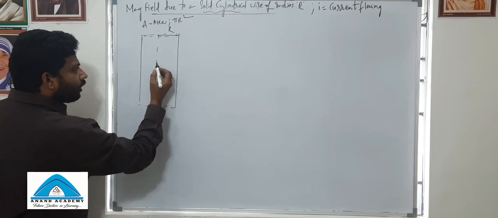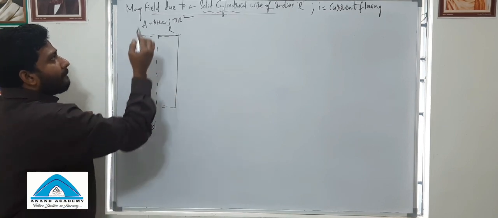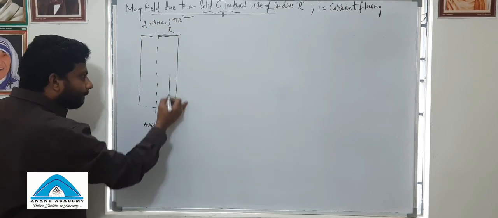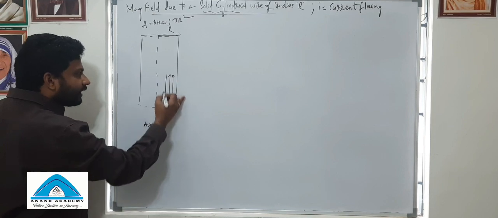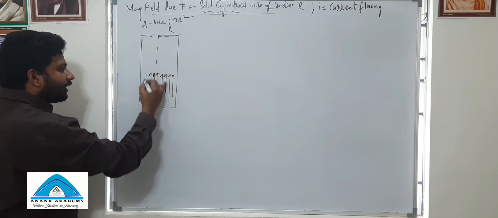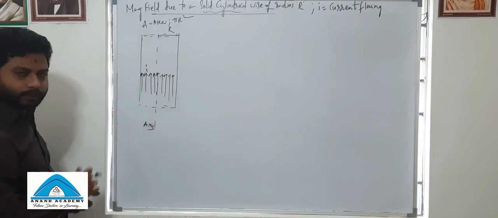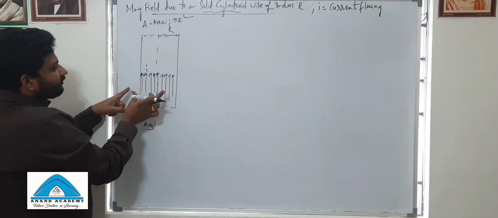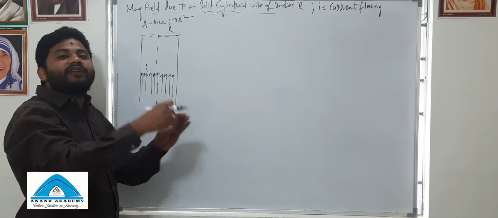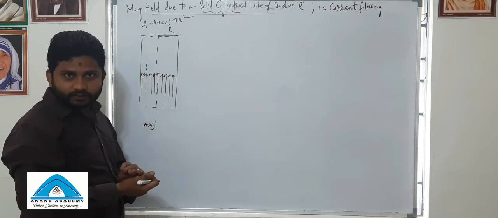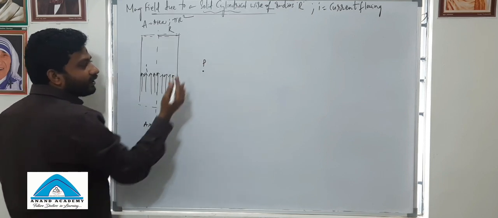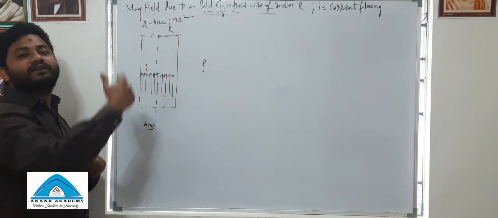Now, you know, the current I is flowing through the complete wire because it is a solid. Because of this current, I am going to find the magnetic field at 3 different points due to this wire. The first point I am taking somewhere here, that is outside the cylindrical wire.